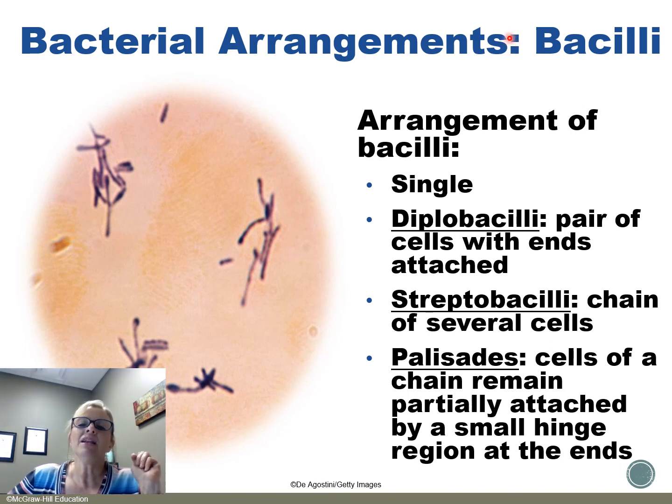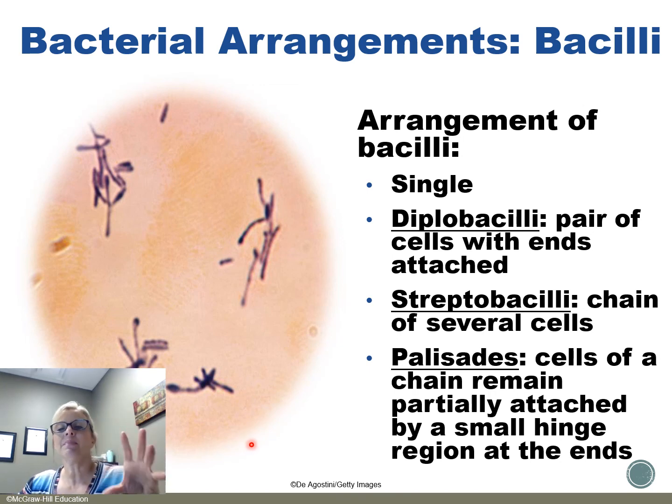Palisades is interesting. It's a chain that kind of stays partially attached at the ends, and then it folds back on each other, giving a new orientation where they're side by side. And that's where you're getting this little club shape here from. You'll see this in bacteria like Corynebacterium. Those will be found in this arrangement.